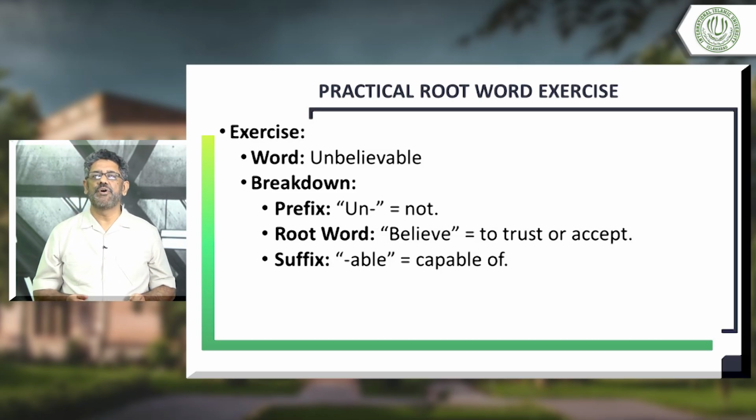Practical root word exercise. Now look at the word. Now let's analyze it: unbelievable. Break it down. Prefix un. Un means not. Okay. And the root word is believe, to trust or accept. Suffix able. Able came at the end. We have prefixes, we have suffixes. Able means capable of. All right.